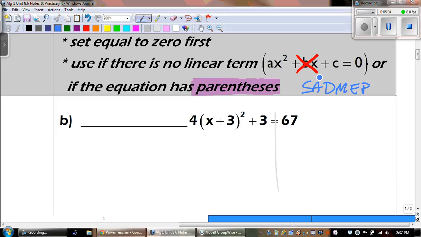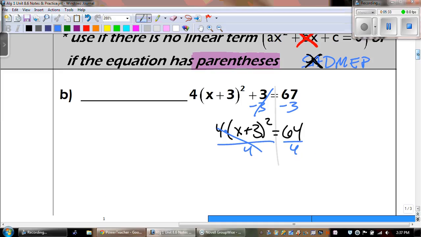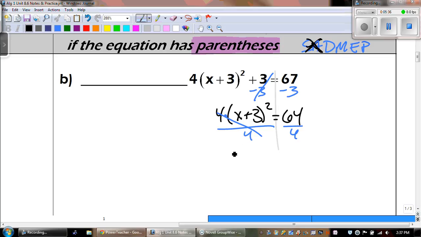I need to cancel addition or subtraction first. I see addition, so I'm going to cancel that out. Subtract 3, we're left with 4 times x plus 3 squared equals 64. So I took care of that. Next, I'm going to cancel out multiplication because we're multiplying that 4, and I'm going to cancel it with division. So I'm going to divide both sides by 4. And now we have x plus 3 squared equaling 16.